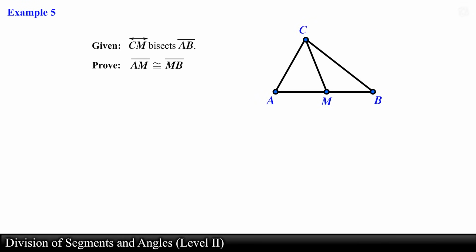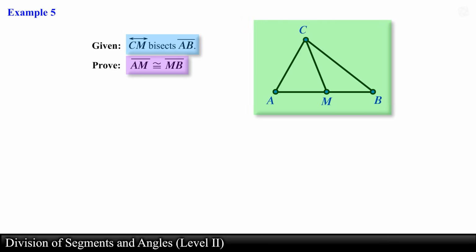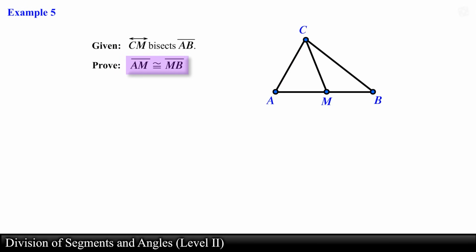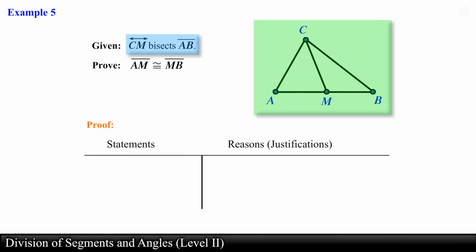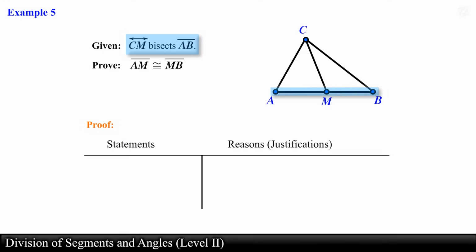Given that line CM bisects segment AB, prove that segment AM is congruent to segment MB. In this problem, we are provided with a conjecture and a diagram. We are asked to prove that two line segments are congruent. We're going to once again use a two-column proof to show that these two line segments are congruent. Let's start by marking the diagram with the given information. In this case, we are given that line CM bisects segment AB. So we are going to draw a single tick mark on line segment AM and line segment MB.